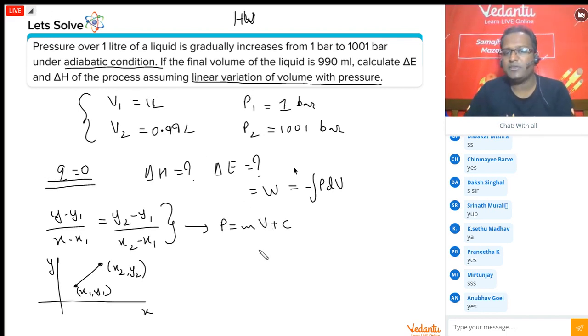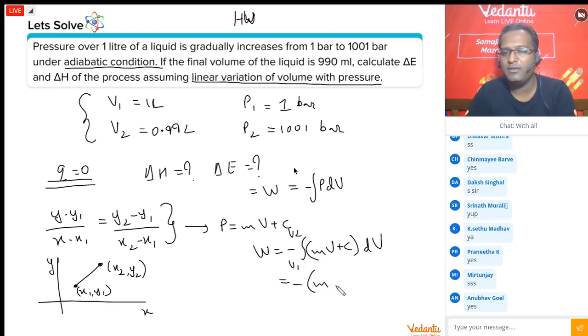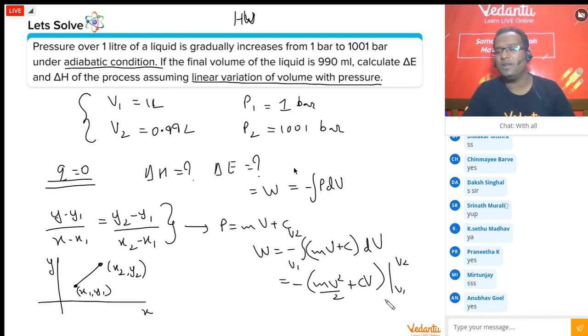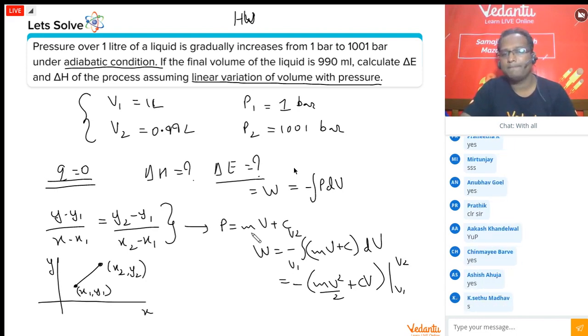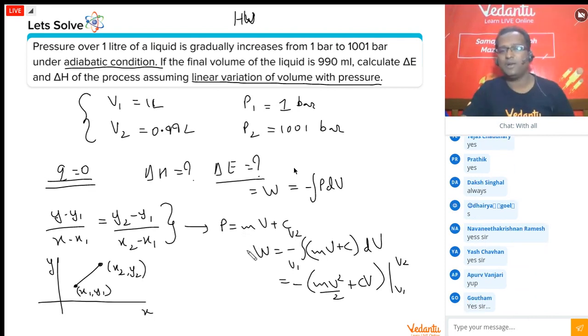So what will be your next step, sir? Then I will substitute in this integral, and then I will integrate with the limits V1 to V2. The integral will come out to be mV square by 2 plus constant into V. And the limits V1 to V2 will be applied. Upper limit minus lower limit will give me the value for work done. Work done will give me the value for delta E. Are you with me? It is a long problem, no doubt about it, but it is not very complicated to understand.